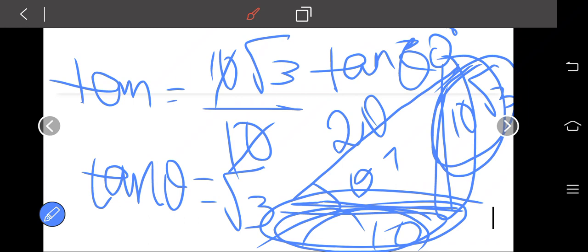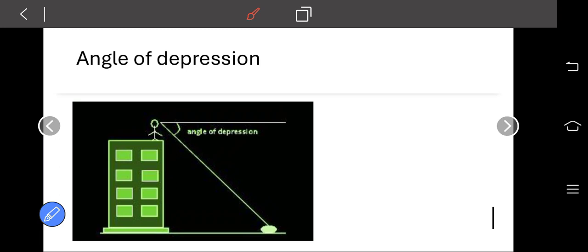So this is how you do it for angle of elevation. Next is angle of depression. How would you do it? What is angle of depression? What is angle of elevation? If you look above your eyesight or eye level, that is called angle of elevation. But angle of depression is when you look below your eyesight.